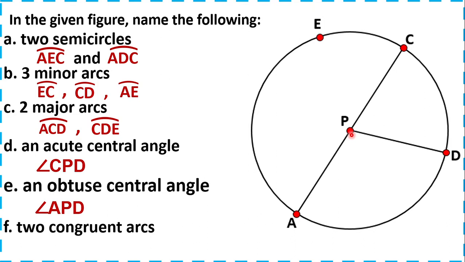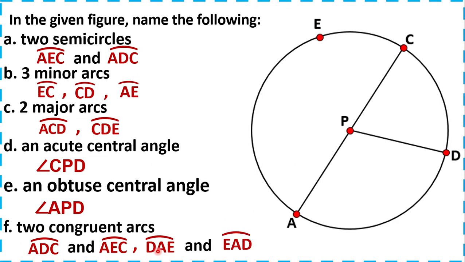Next, two congruent arcs. We have the two semicircles: arc AEC and arc EDC. They are congruent arcs. That is one pair of congruent arcs. For the second pair, we have arc DAE and, just inverse, arc EAD. They are congruent arcs.